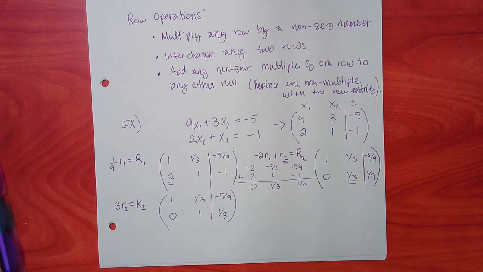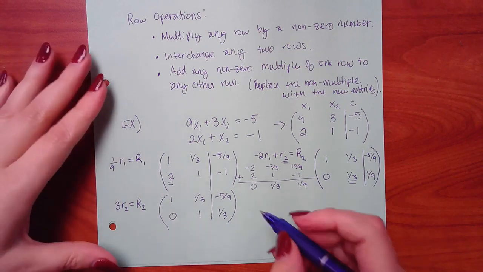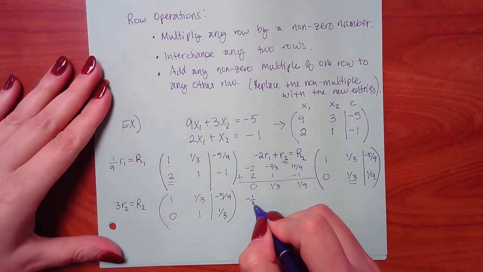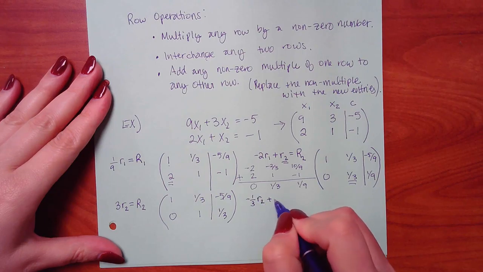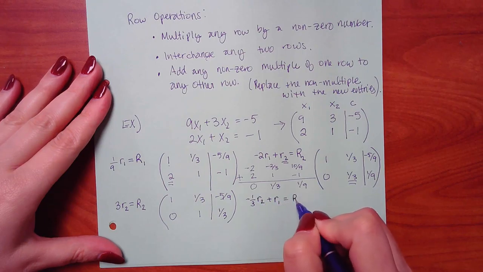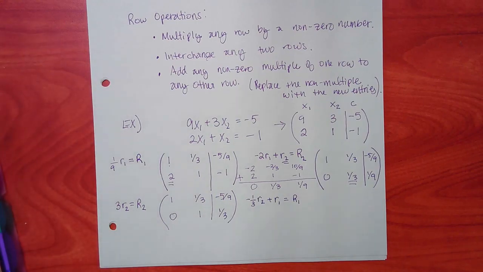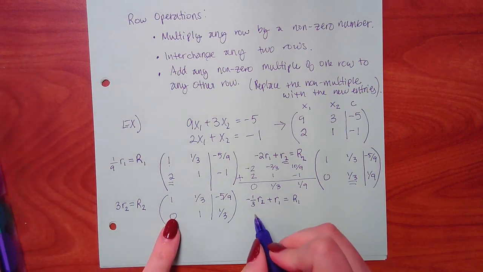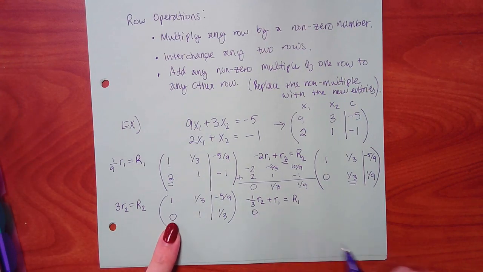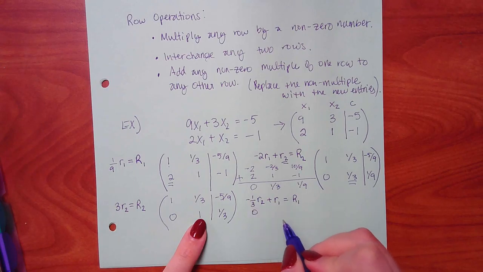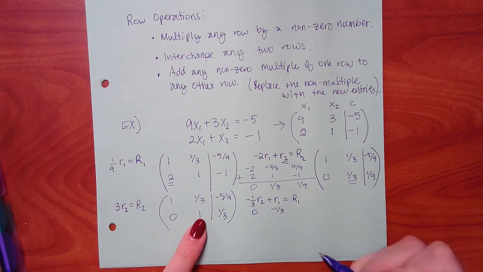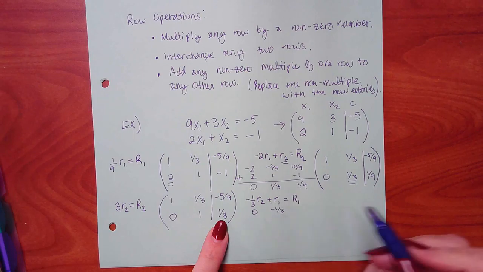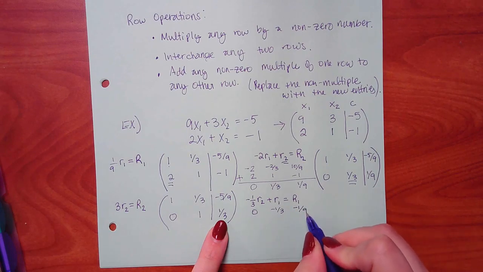Now we've got to use that 1 to make the top 1/3 a 0. So use the opposite sign, like we talked about. I'm going to take negative 1/3 times row 2 and add it to row 1, so I can get my new row 1 with the 0 where I want it. So let's do that. 0 times 1/3 is still 0. 1 times negative 1/3 is negative 1/3. And 1/3 times negative 1/3 is negative 1/9.